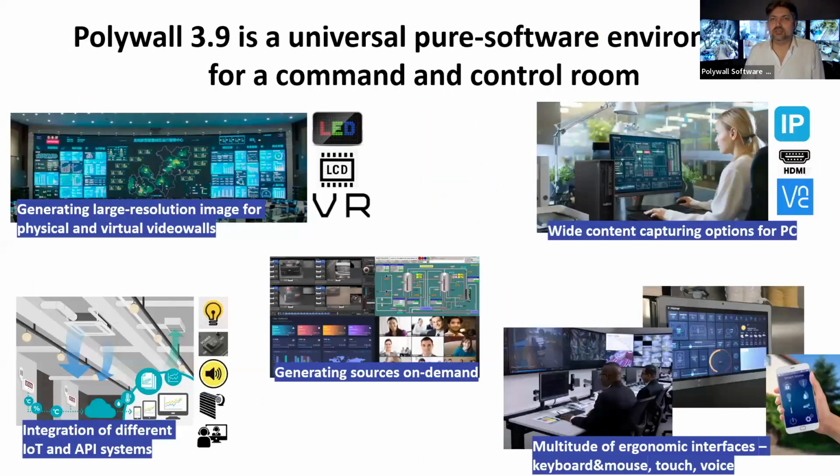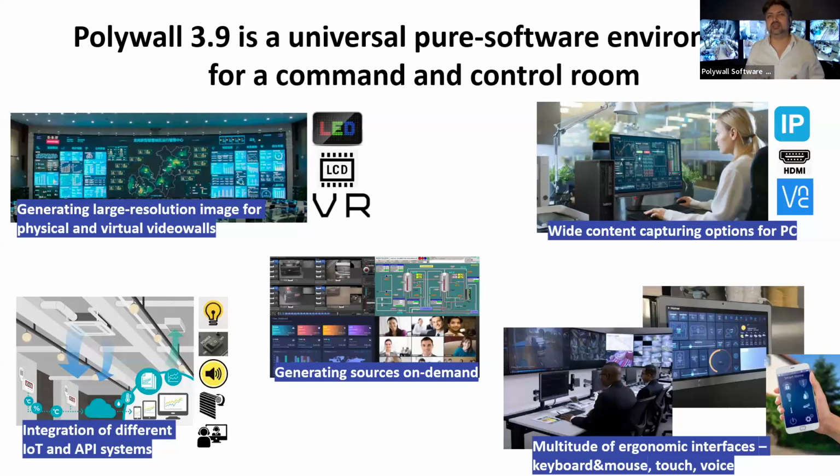So let me just introduce you shortly to the features, and again, support the words I said about flexibility. Polywall 3.9 is the latest version, a universal, pure software environment for command and control rooms. Main items, main jobs of this software: first of all, it works on the PC and generates the large resolution image for your video walls. It can be physical video walls, LCD, LED, or virtual reality video walls.